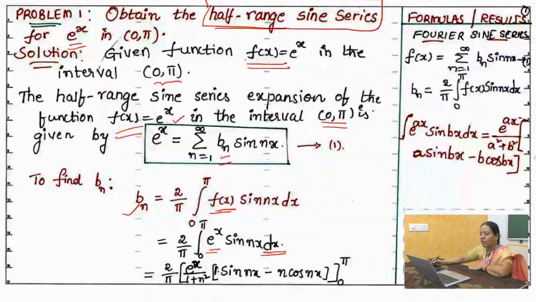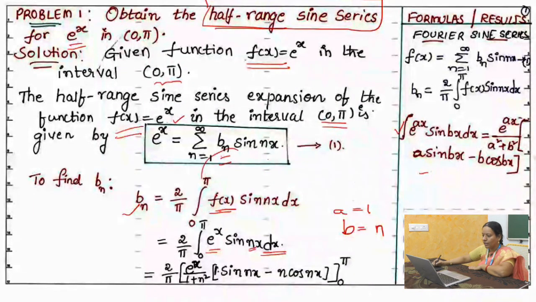Now here, in order to integrate this value, you have to use this formula: integral e power ax sine bx dx equals e power ax by a square plus b square into a sine bx minus b cos bx. Now what is your a value here? Your a value is 1. And what is your b value? b value is n. Now substitute these two values in this formula.